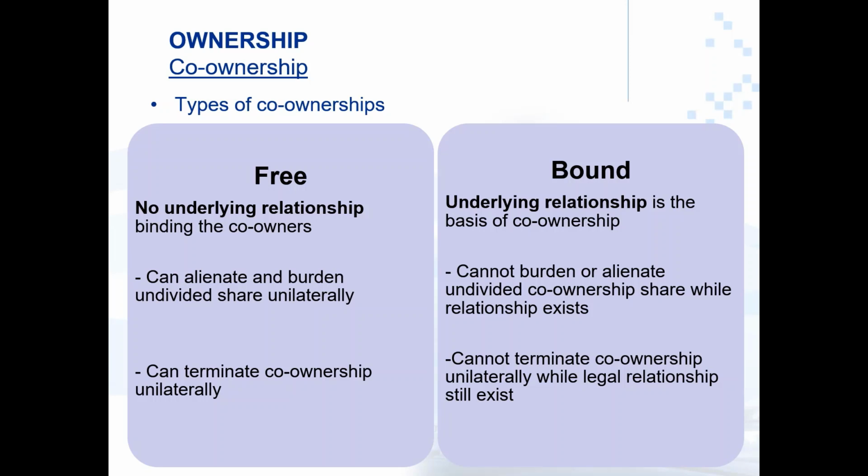The presence of a separate underlying agreement in the context of bound co-ownership has the following implications. Bound co-owners cannot burden or alienate undivided co-ownership shares while the separate underlying relationship exists. Again, this implication affects the co-ownership shares, not the commonly owned property. Also, bound co-owners cannot terminate the co-ownership unilaterally while the underlying legal relationship still exists.